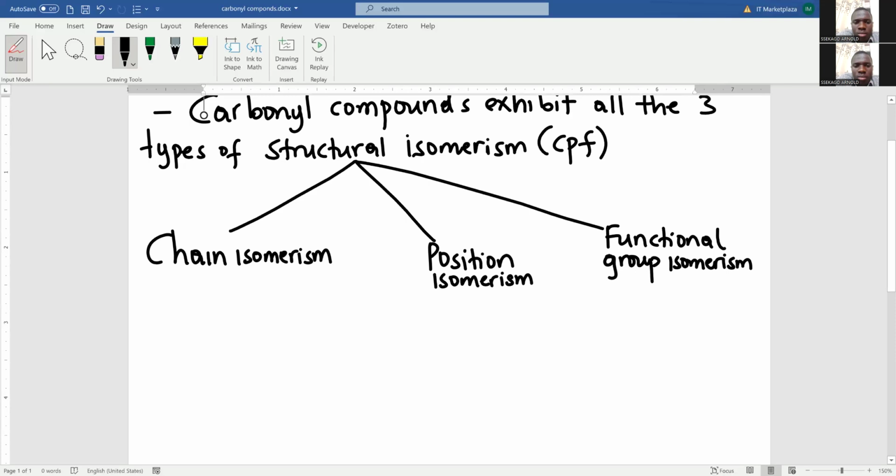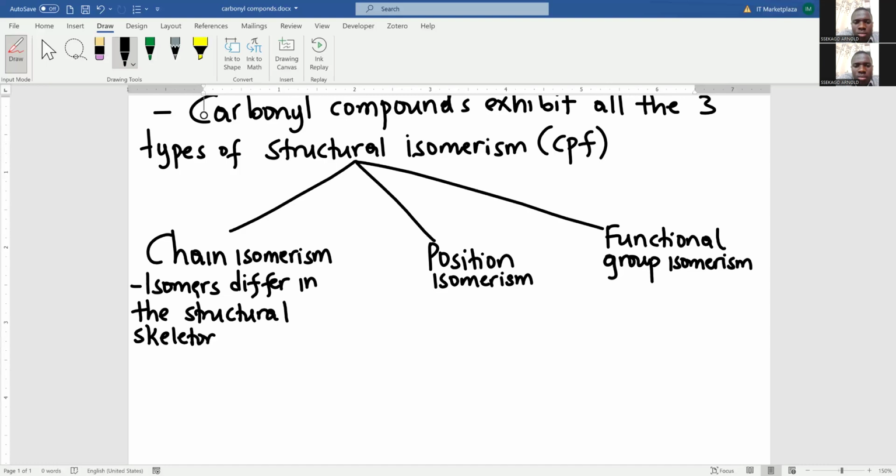Don't forget that for chain isomerism, isomers differ in the structure skeleton of carbon. We have those which are branched and those which are straight chain. That is for chain isomerism.